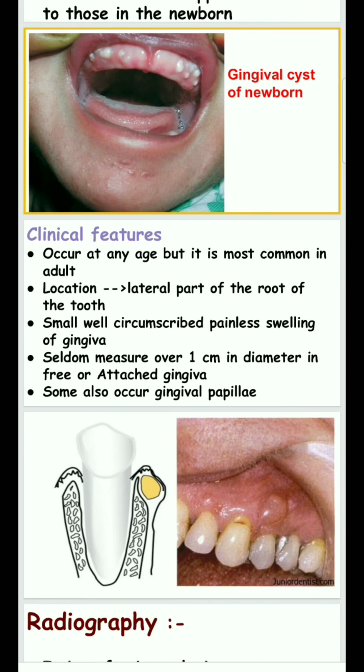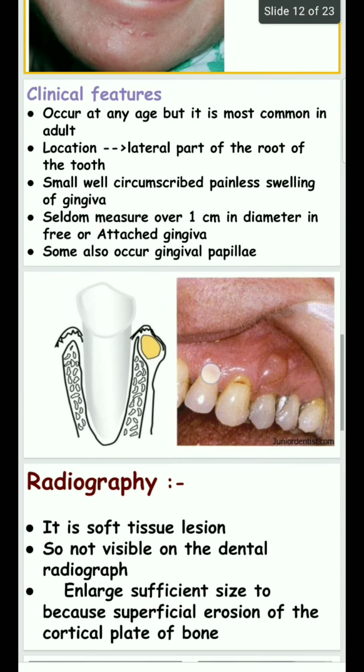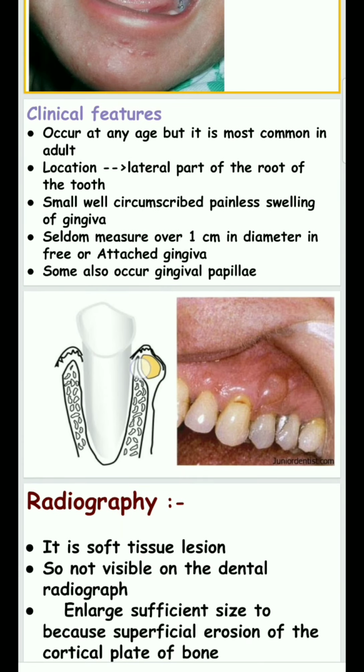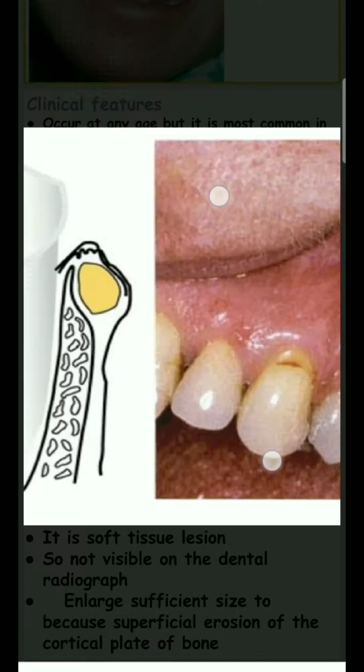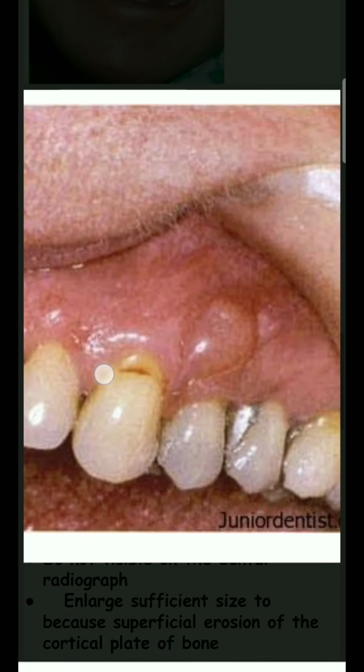Clinically, it occurs at any age. It is most common in adults, and the location is the lateral part of the root. It is a well circumscribed and painless swelling of the gingiva, sometimes 1 centimeter in size. It is also seen in the interdental papilla, that is the gingival papilla.